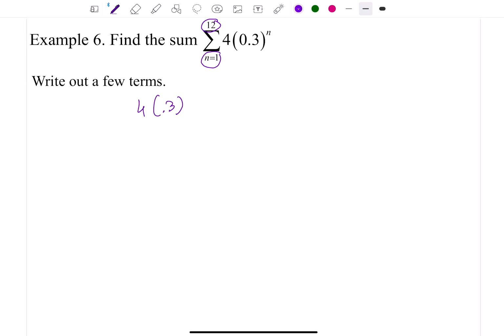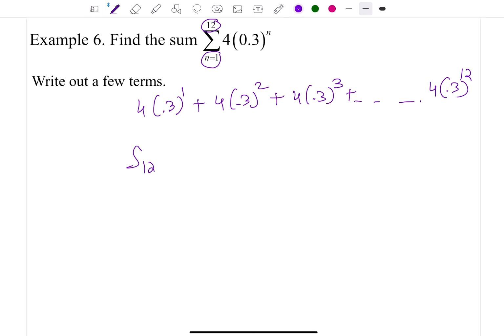4 times 0.3 to the first power, plus 4 times 0.3 to the second power, 4 times 0.3 to the third power, all the way to 4 times 0.3 to the 12th power. We want to see what's the sum of all 12 terms. So in this case, we want to find S12. The partial sum formula for the first n terms is A1 times 1 minus r to the power n, over 1 minus r.